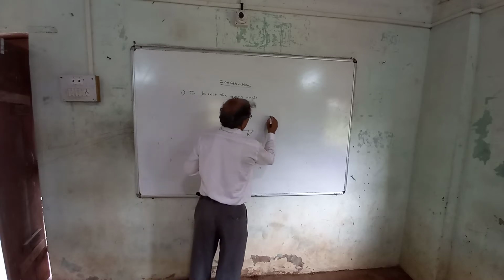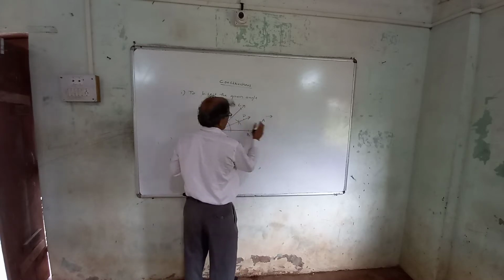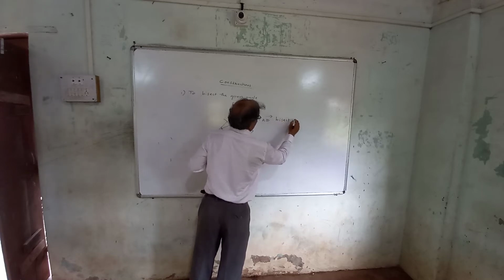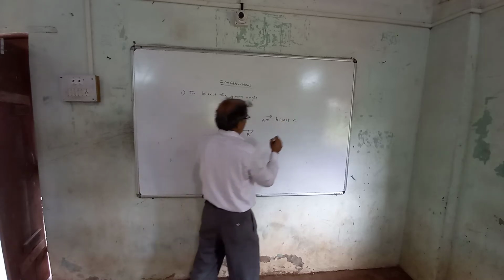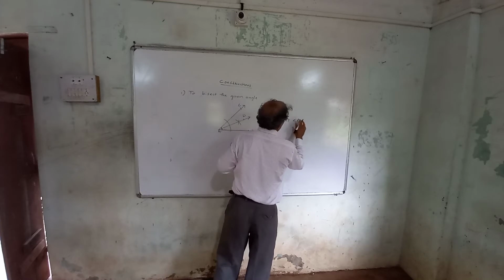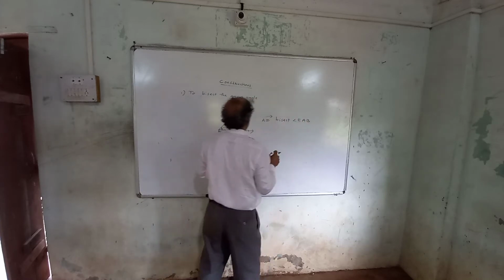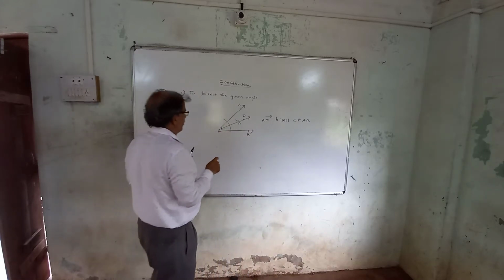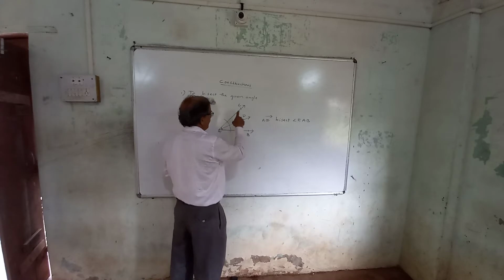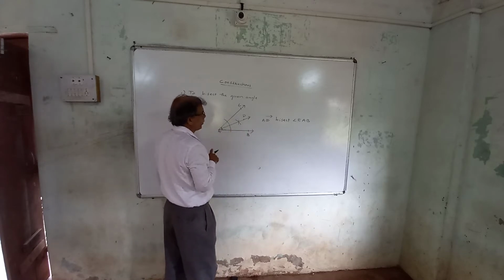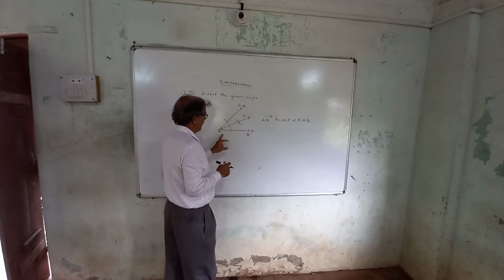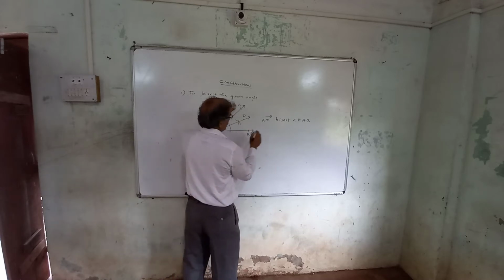Now suppose this is ray AC. So this is point D. Ray AD bisects angle CAB. And ray AD bisects the angle CAB means what? Because of AD, the full angle is divided into two angles. Which are those? Angle CAD and angle DAB. So these two angles are equal.